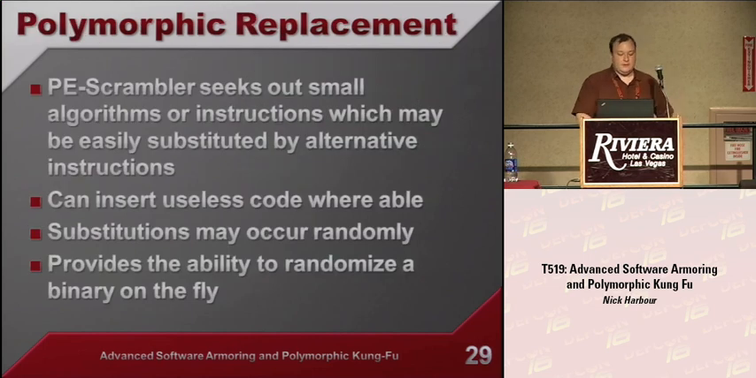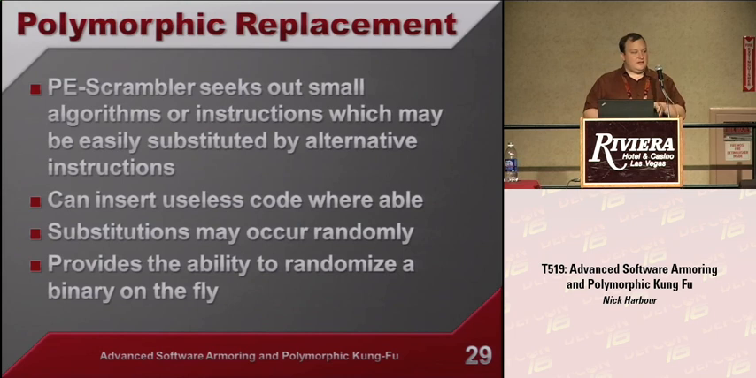Then we can get into polymorphic replacement. This isn't quite going to be as advanced as some of the viruses and whatnot out there, but even at a basic level, this can be pretty mean for signature detection. So what I'm going to do is seek out small little clusters of instructions that I can replace with equivalent instructions and just do it.